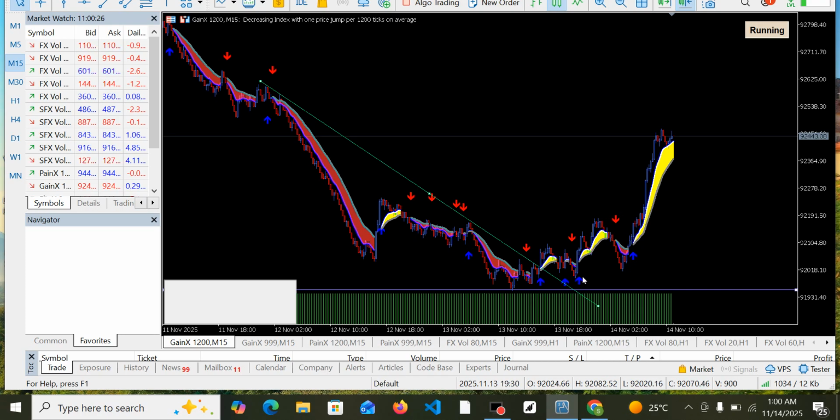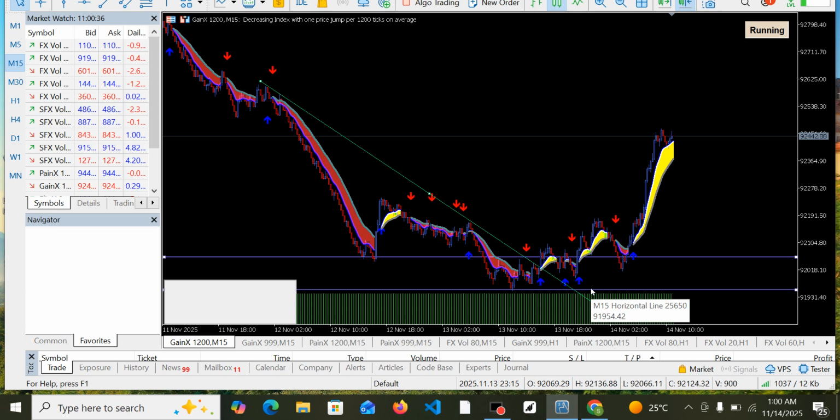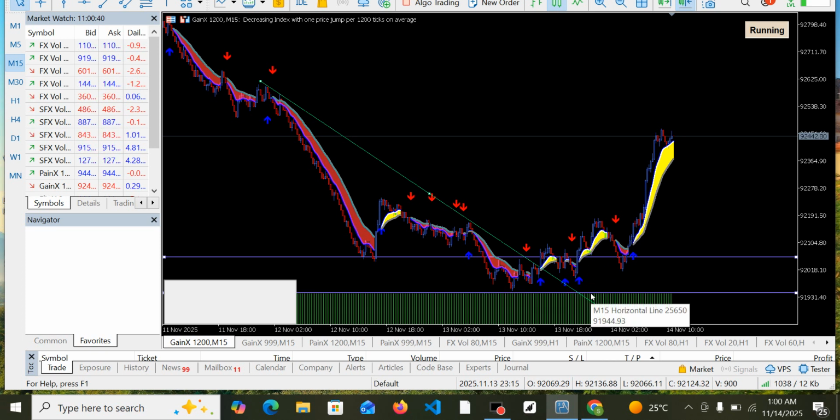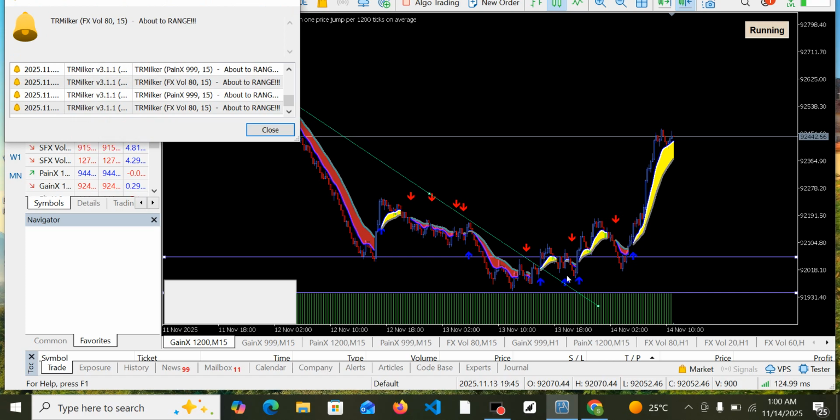then I will wait for the blue arrow to pop out. Immediately I get that, I will place a buy order at that point. And of course set my stop loss to somewhere here, a little bit below the support region. And of course, I will just allow it to play.